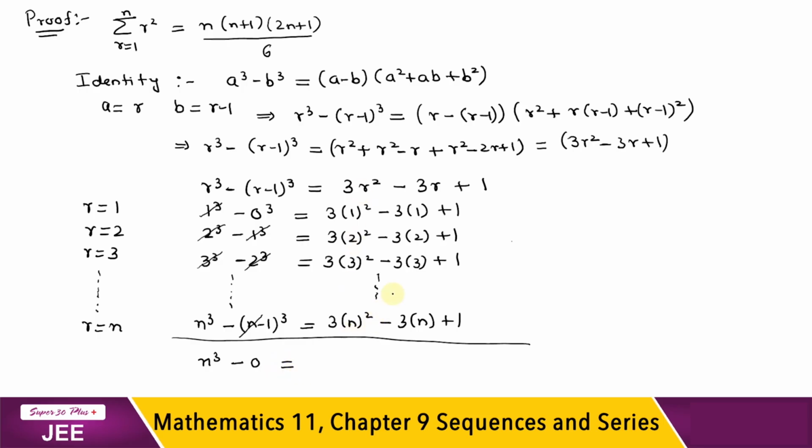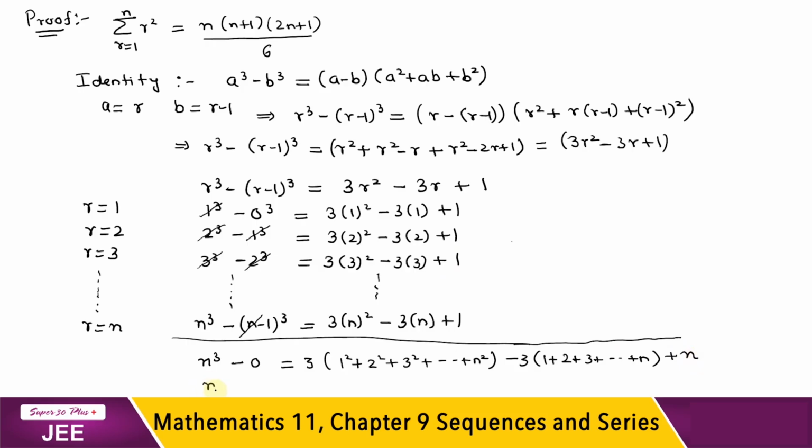In RHS we have to add all these terms also. So over here I can take 3 as common, and then we have 1 square plus 2 square plus 3 square till n square, and over here I can take minus 3 as common, and we have 1 plus 2 plus 3 till n, and over here 1 is added n times, which gives us simply n. Alright, so far so good.